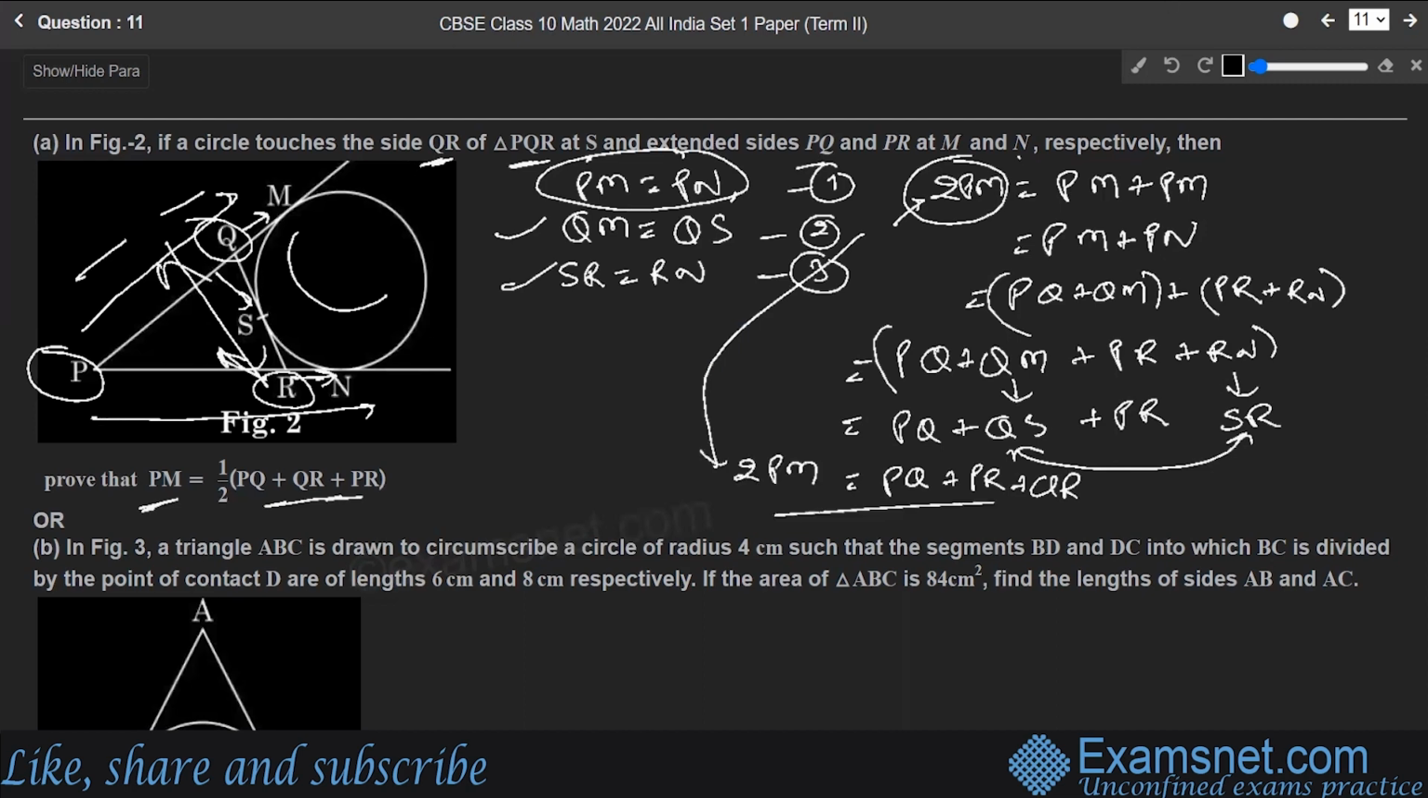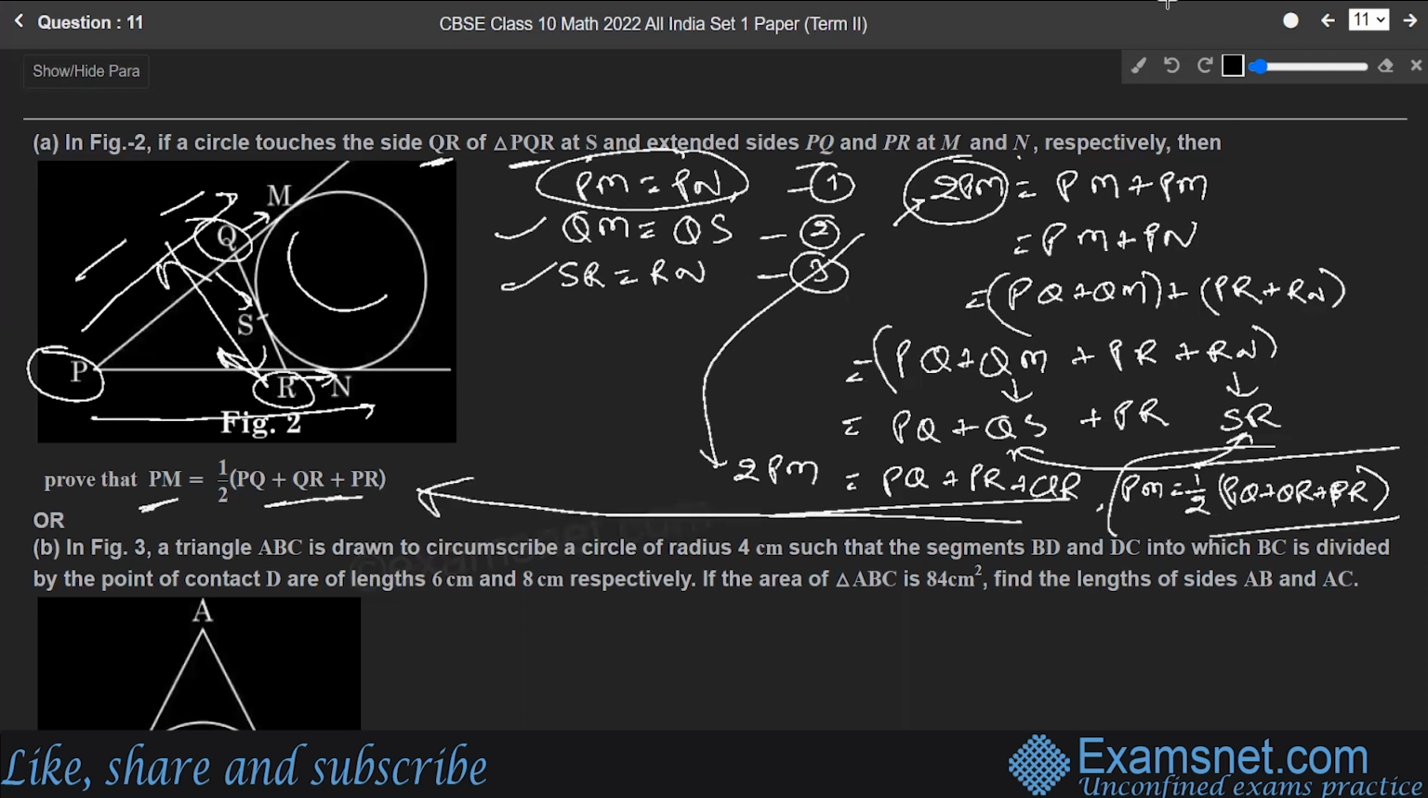So 2PM is PQ plus PR plus QR. So what is the PM value? PM value is obviously half of PQ plus QR plus PR. Okay, and that is what was required to be proven as given here, and so that is the proven part of it, hence proved.